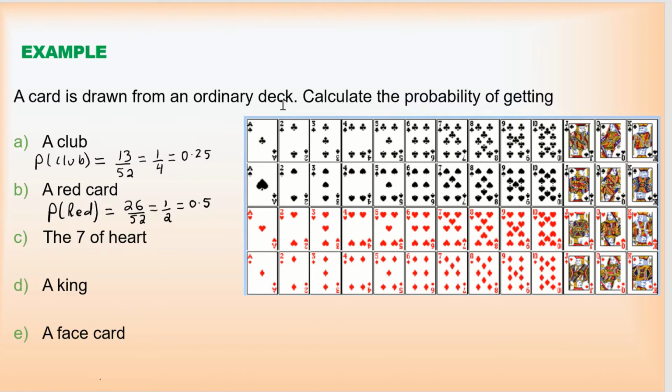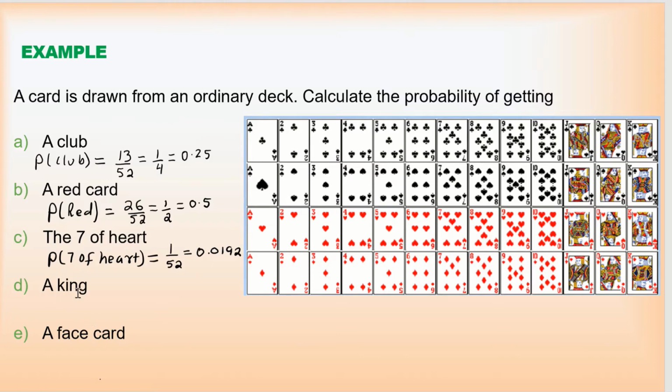For the third, we have to calculate the probability of getting the 7 of hearts. So we have to find how many 7 of hearts there are. These are hearts and we have only one 7. So it is 1 out of 52. So it is 1 over 52. And if you change that to decimal, you should get 0.0192. So that is the probability.